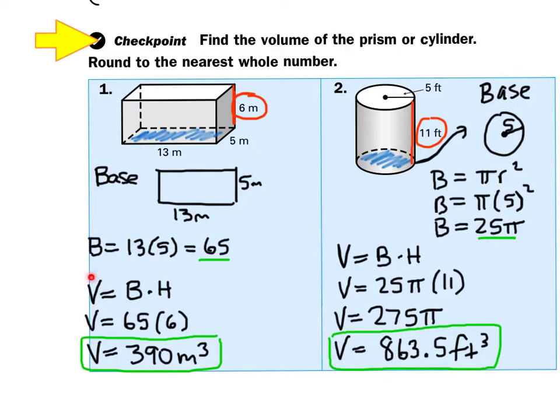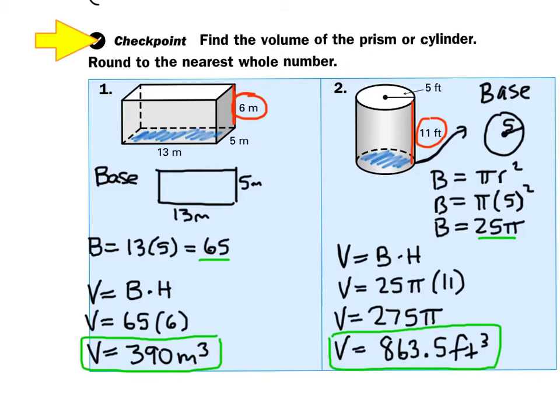And then I use my formula for volume. Volume equals the area of the base times the height of the rectangular prism. And so this would be 65 times the height, which is 6, and that would give me 390. And then don't forget to label it. Volume is meters to the third power.